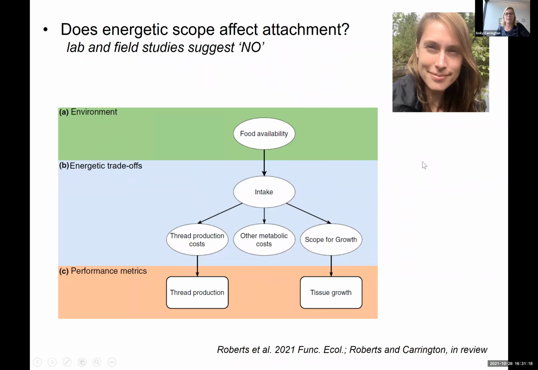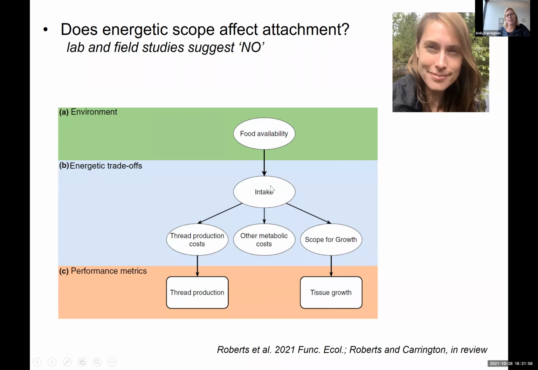So this is the work of Molly Roberts, who has published some of that work, most recently in Functional Ecology. And then there's another paper coming out that's in review that I'm pretty excited about seeing. The general framework that Molly used was this energetics framework. The idea is that there's some food availability out in the water column, delicious phytoplankton out there. The mussels, our filter feeders, take in that food, and there are different places where they can send that energy.